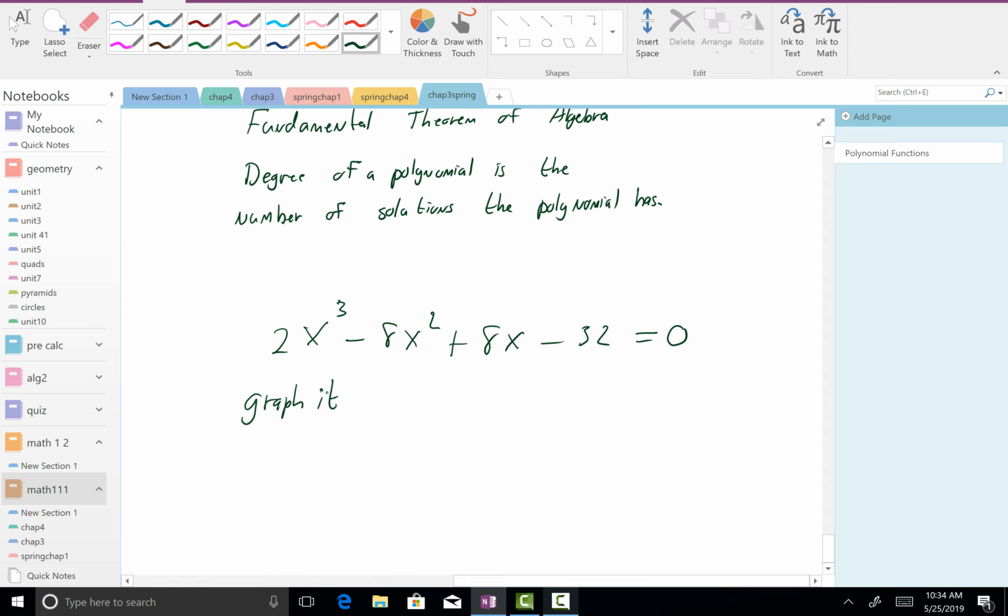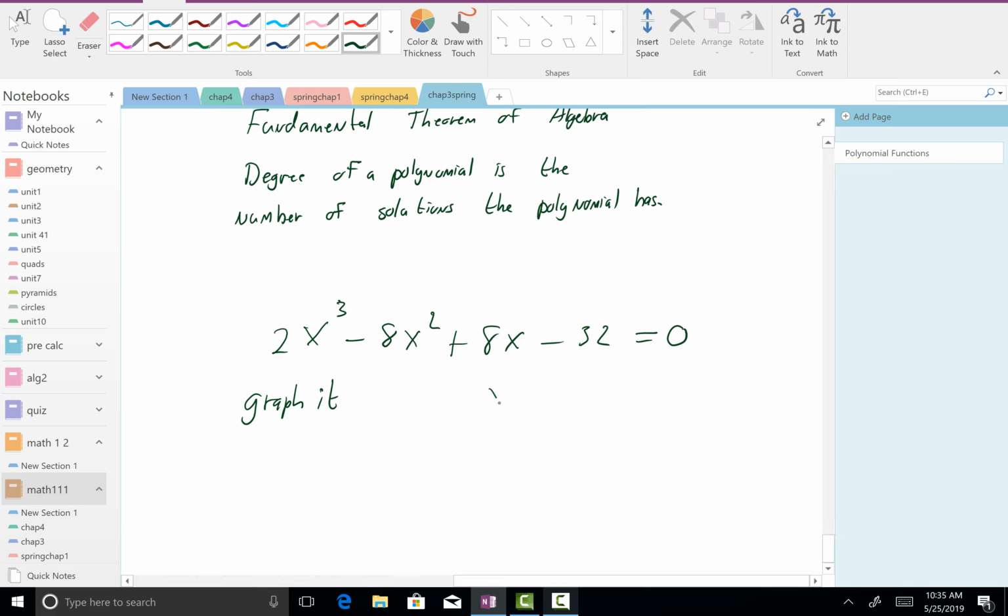Four. But that's the only one it has, right? Okay. Here's what we're going to do. We're going to do synthetic division on this. Remember I said synthetic division is going to help us. Here's where it's going to help us. So, we're going to do synthetic division.